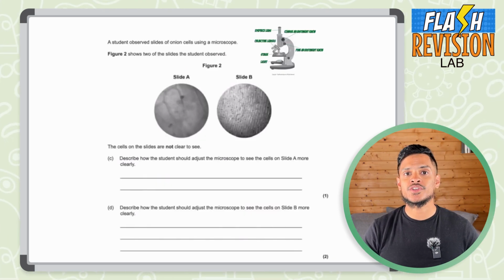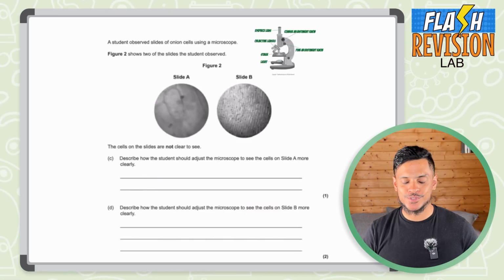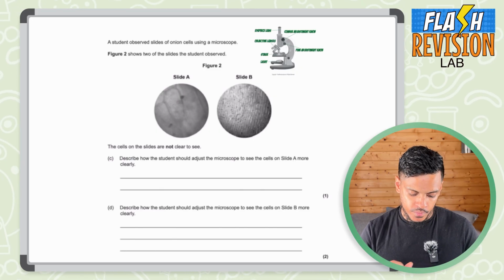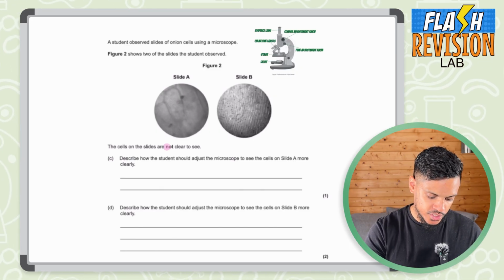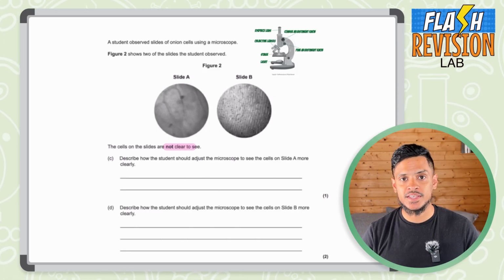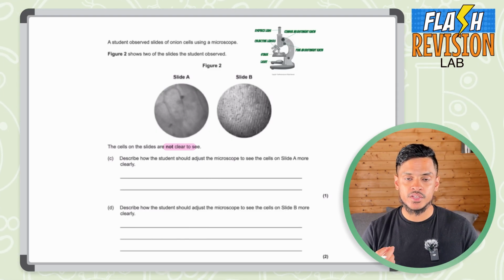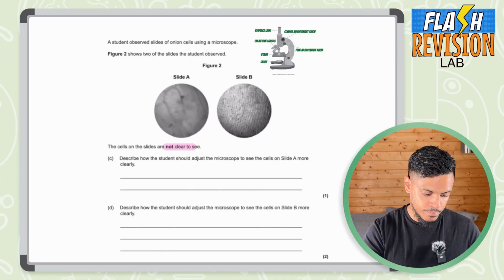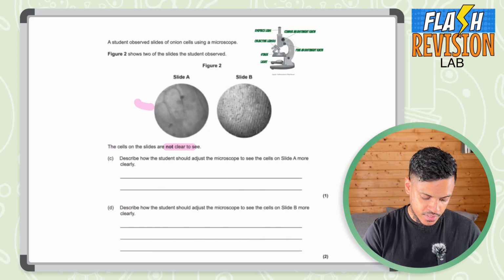So here we've got a question on the required practicals on microscopes. So what we have here are 2 images, and there's something wrong with both images. It says in the question that both images have cells which are not clear to see. And it's asking you, how should we adjust the microscope to see the cells more clearly? So each one has a different problem.